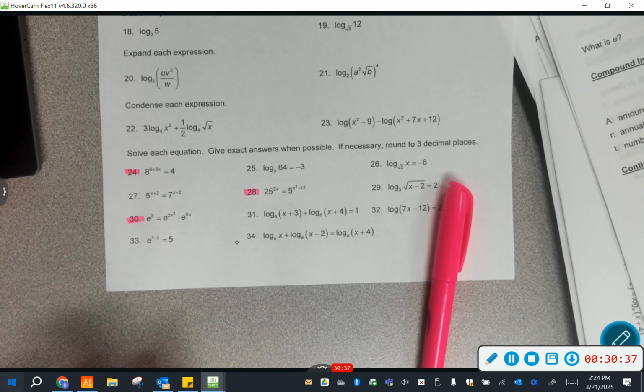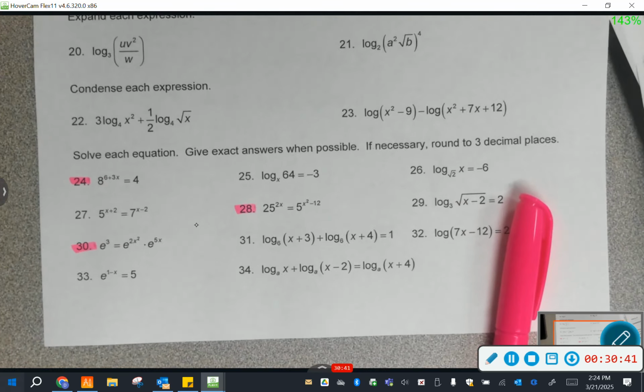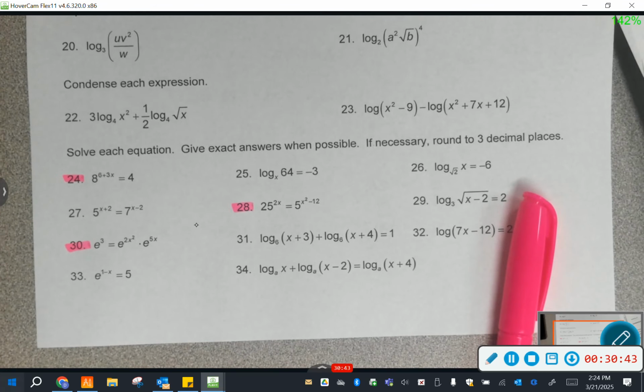27 you cannot because they do not have the same base. We're learning that next test. Same thing with 33. They have different bases, so we can't do that. Basically everything we're doing is algebra 2.